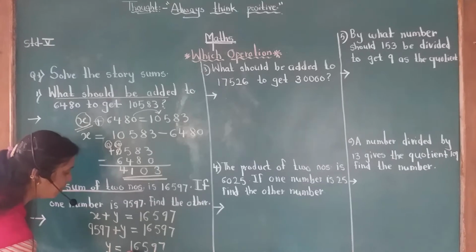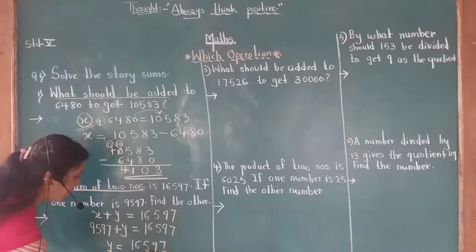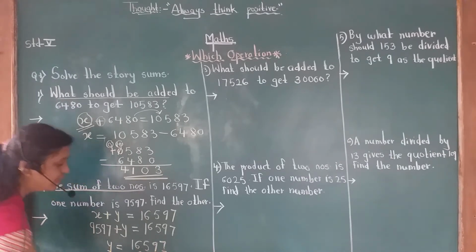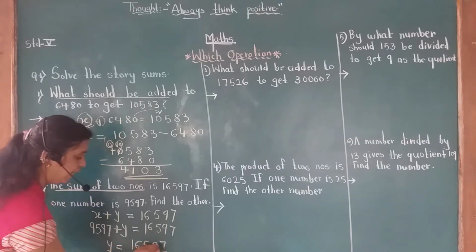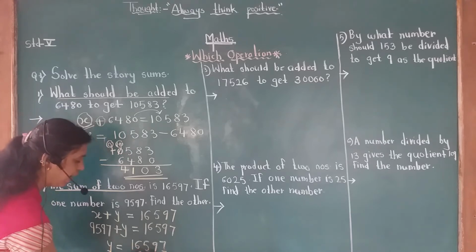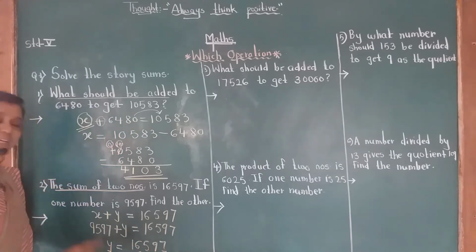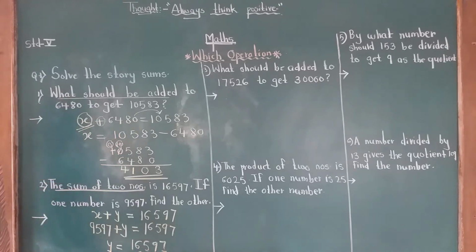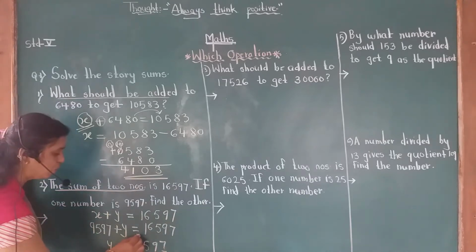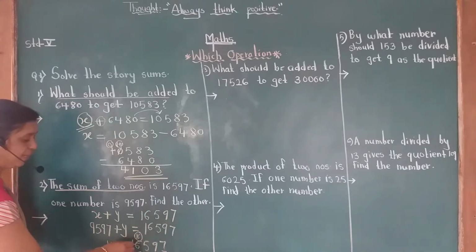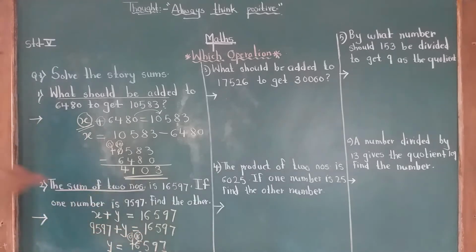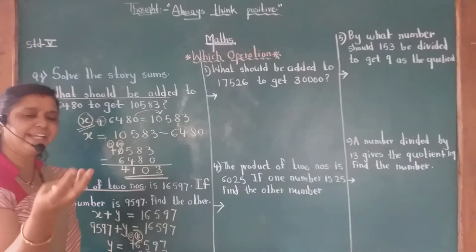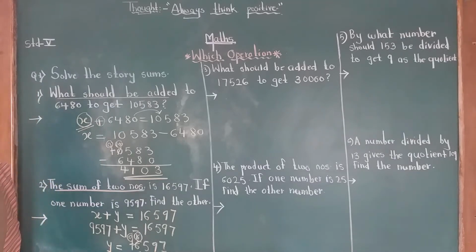So y is equal to 16,597 minus, arrange the number properly and do the subtraction. Then 7 minus 7 is 0, 9 minus 9 is 0, 5 minus 5 is 0. Again 6 minus 9 is possible? No. Again you have to take borrow. So here will be 16. Then here will be 0. 16 minus 9. Then you can count after 9 till 16, 9, 10, 11, 12, 13, 14, 15, 16. What is the answer? 8.